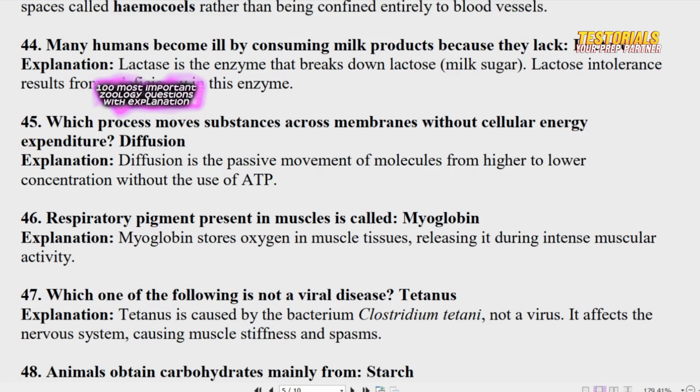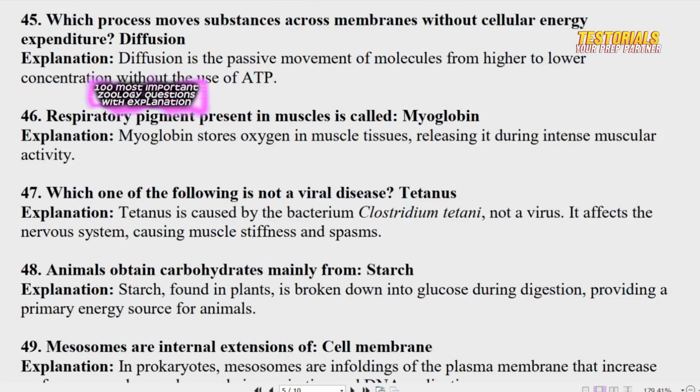Explanation: diffusion is the passive movement of molecules from higher to lower concentration without the use of ATP. 46. Respiratory pigment present in muscles is called myoglobin. Explanation: myoglobin stores oxygen in muscle tissues, releasing it during intense muscular activity.